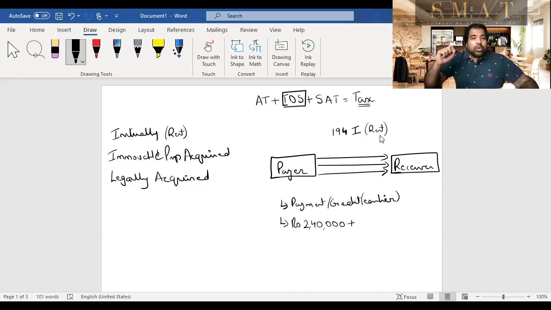So the TDS amount, the 2,40,000 threshold limit, has to be seen per person. And when you're paying them, or when you're crediting them, you need to deduct TDS and pay it to the government. Now, what are the rates?